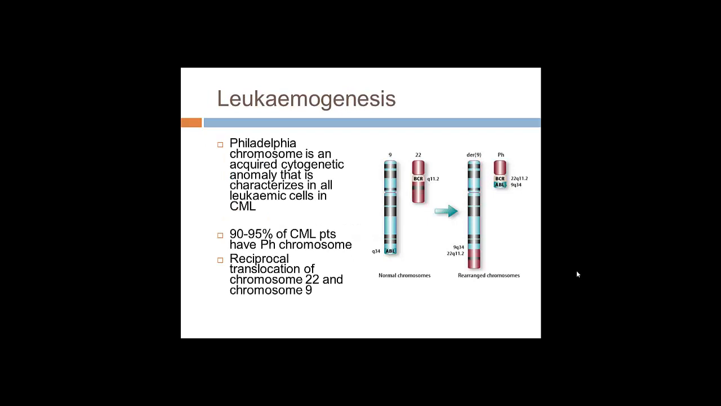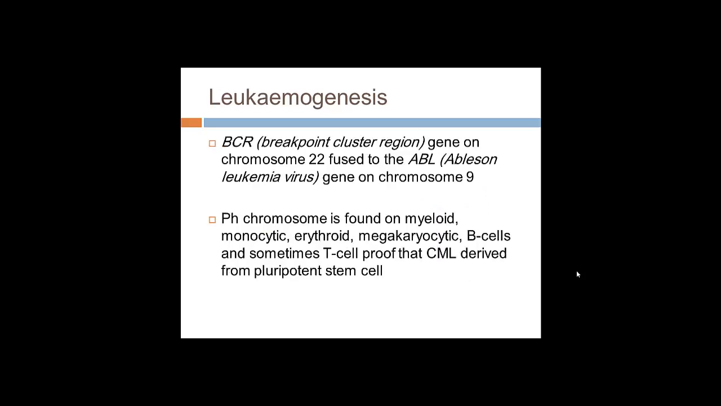Leukemogenesis. The Philadelphia chromosome is an acquired cytogenetic anomaly found in all leukemic cells in chronic myeloid leukemia. 90 to 95% of chronic myeloid patients have the Philadelphia chromosome. It results from reciprocal translocation of chromosome 22 and chromosome 9: the BCR gene on chromosome 22 is fused to the ABL gene on chromosome 9. The Philadelphia chromosome is found in myeloid, monocytic, erythroid, megakaryocytic, B cells, and sometimes T cells. This proves that chronic myeloid leukemia is derived from a pluripotent stem cell.